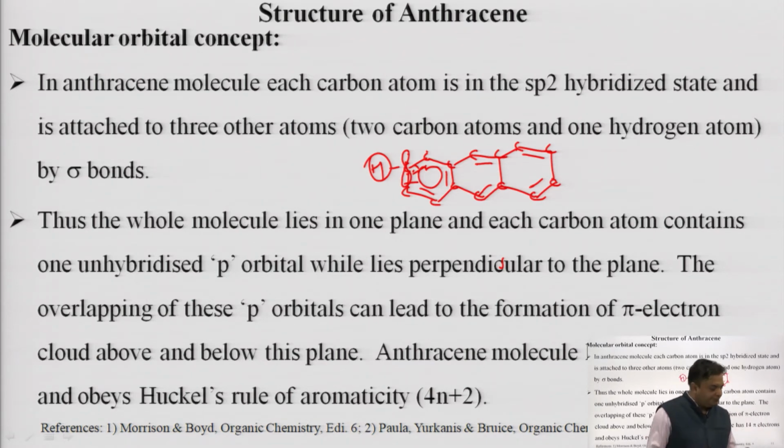So the whole molecule lies in one plane, and each carbon atom contains one unhybridized p orbital which lies perpendicular to the plane. The overlapping of these p orbitals leads to the formation of a pi electron cloud above and below the plane. Anthracene has 14 pi electrons, so it obeys Huckel's rule. When we put this value in Huckel's rule, we find that n is equal to 3, which is an integer, again confirming its aromaticity.